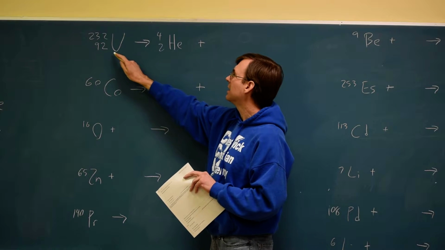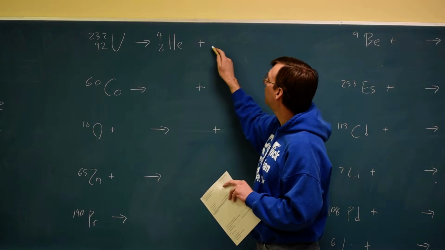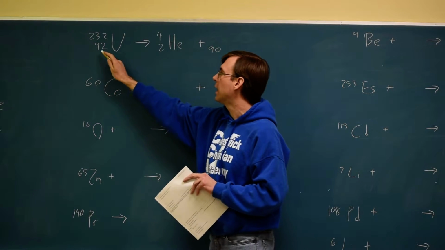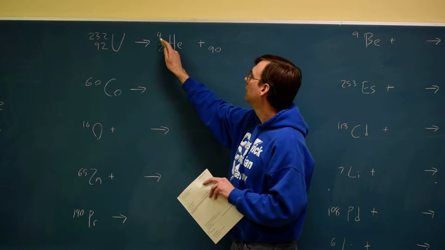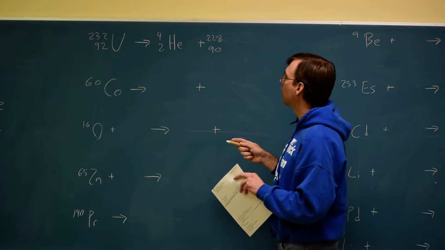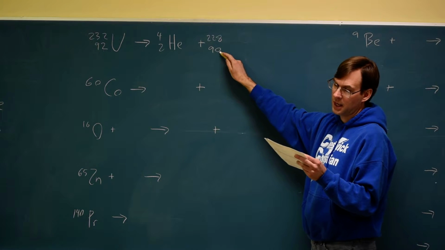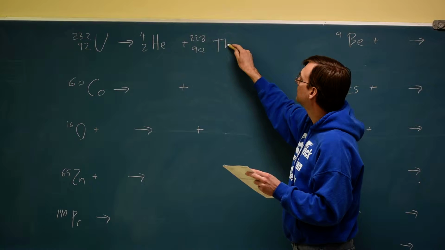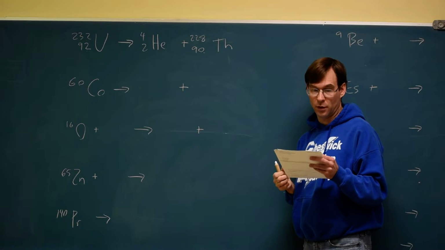Then we just need to make this add up right. So 2 plus 90 is the only way to get 92. For 4 to get up to 232, that's 228 more. And then use your periodic table to see what 90 is, and that'll be a Th for the number 90 element.